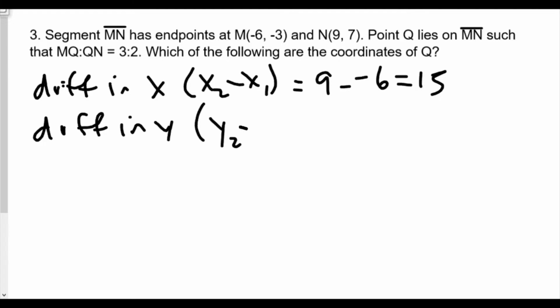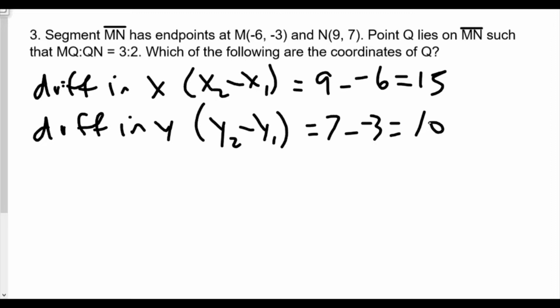Our difference in y is y2 minus y1, which is 7 minus -3. That's 10. So we're moving up 10 spaces. Why up? Because it's a positive y value. If it was a negative value, we'd be moving down. So now we know that moving from M to N, we'll be moving to the right 15 and up 10.